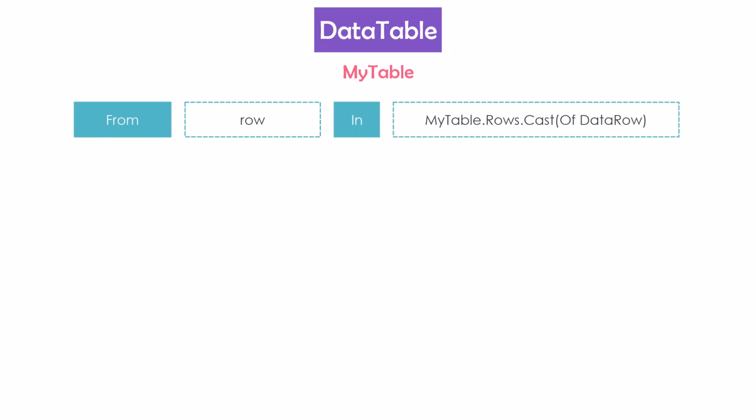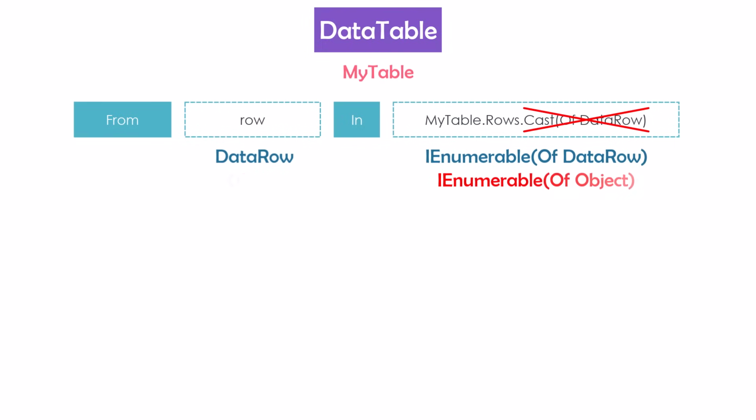The data source is now of type IEnumerable of data row, and the range variable is of type data row. This means, I can use all methods and properties of data row type. If I am not using cast method, the type will be IEnumerable of object. In this way, I cannot work with the rows of the table as rows, but as objects, which makes the query more complex. Therefore it's also better to use cast method.